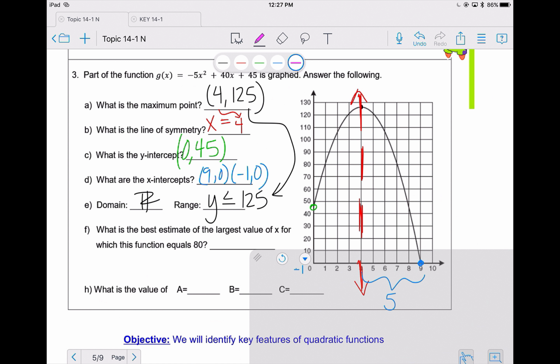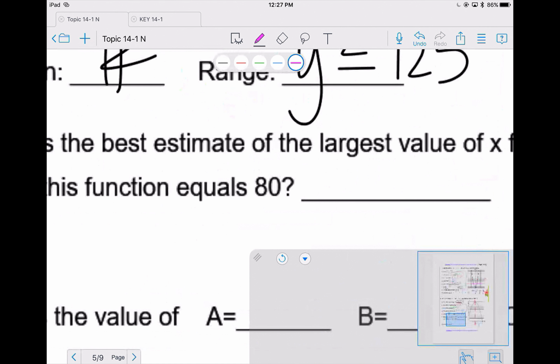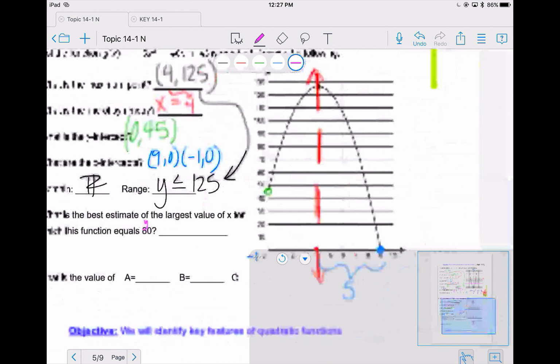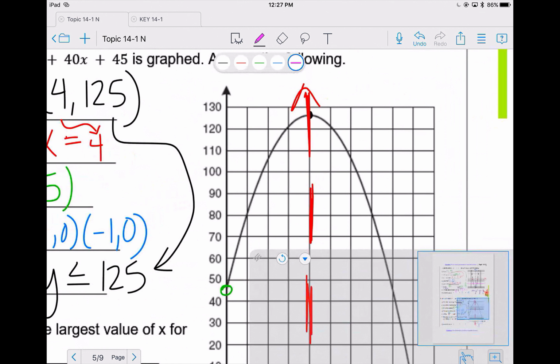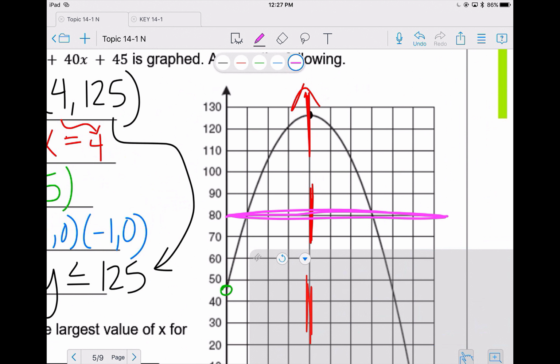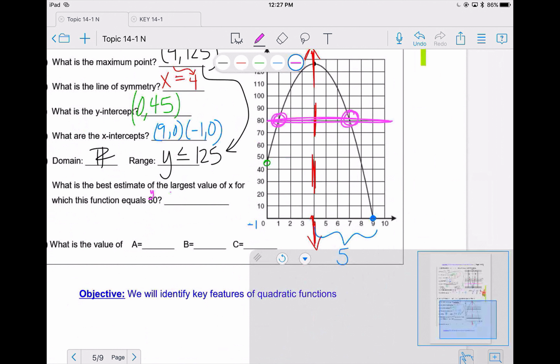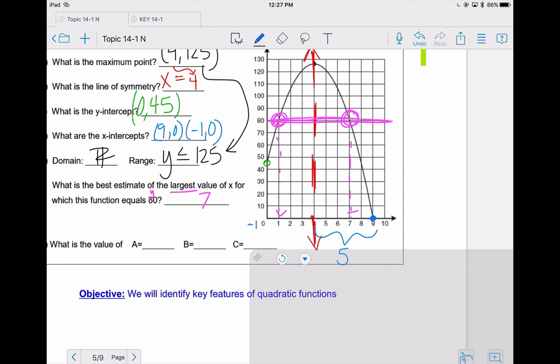F asks me for the best estimate of the largest value of x for which this function equals 80. So they are giving me a y value at 80. So I'm going to draw a line through 80, and it crosses here and here. Now this time they don't want both values, they want the largest value. So my values are 1 and 7, but 7 is the largest, so I'm only going to put 7.